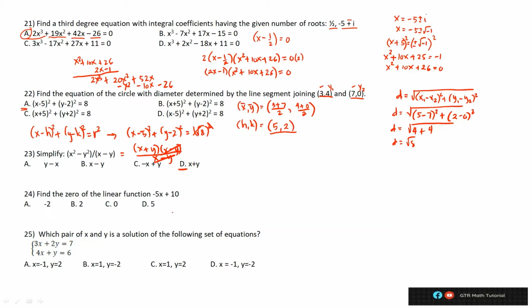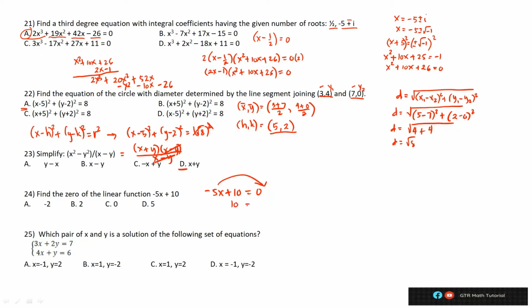Then next, number 24, find the zero of the linear function. So find the zero, so just equate to 0. Negative 5x plus 10 equals 0. So solve for x, so ilipat lahat sa right side, x lang ang matitira. Or we can move negative 5x to the other side para maging positive. Add 5x to both sides or simply transpose. So negative 5x will become positive 5x.